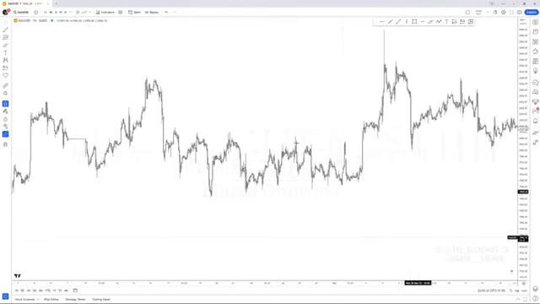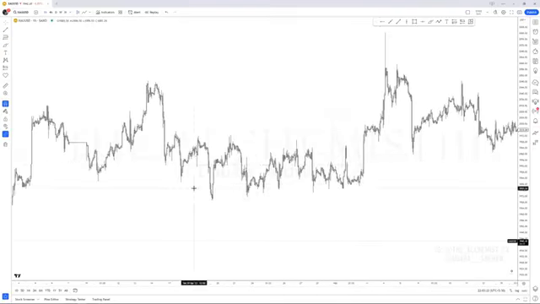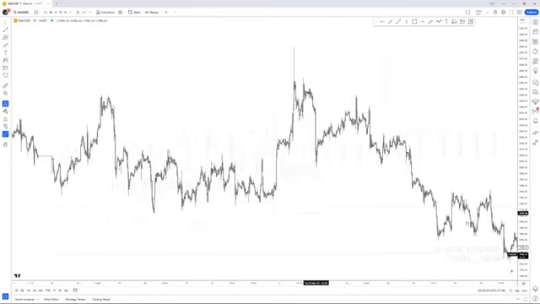Okay, and also when it is in a consolidation, I think it's better to stay out of the market. Okay, so stuff like that. So I'll show you all of it. Okay, I will show you all of it.